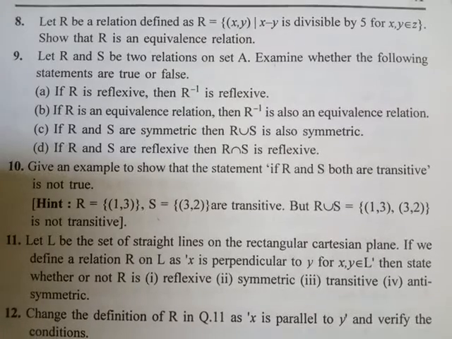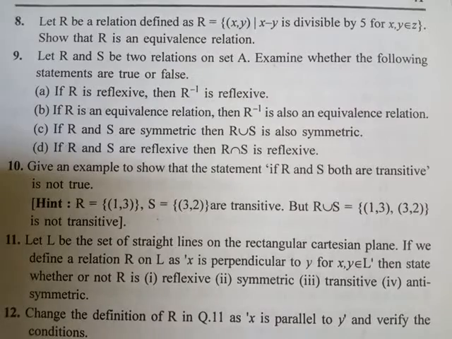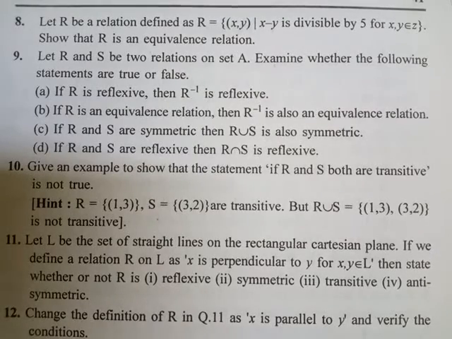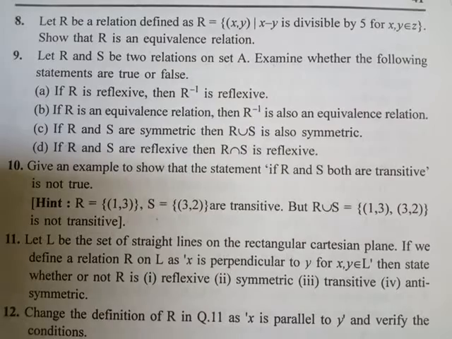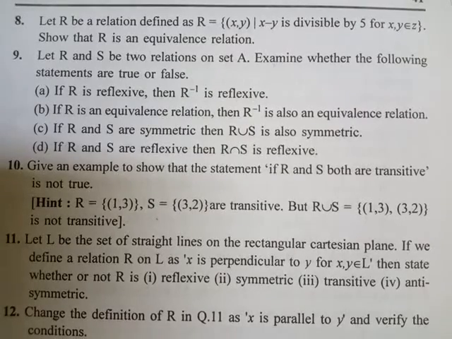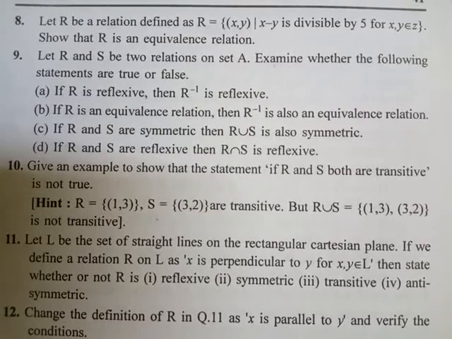Now look to question number 9. Let R and S be two relations on set A. Examine whether the following statements are true or false. First one, if R is reflexive, then R inverse is also reflexive. And Roman B is, if R is an equivalence relation, then R inverse is also an equivalence relation.